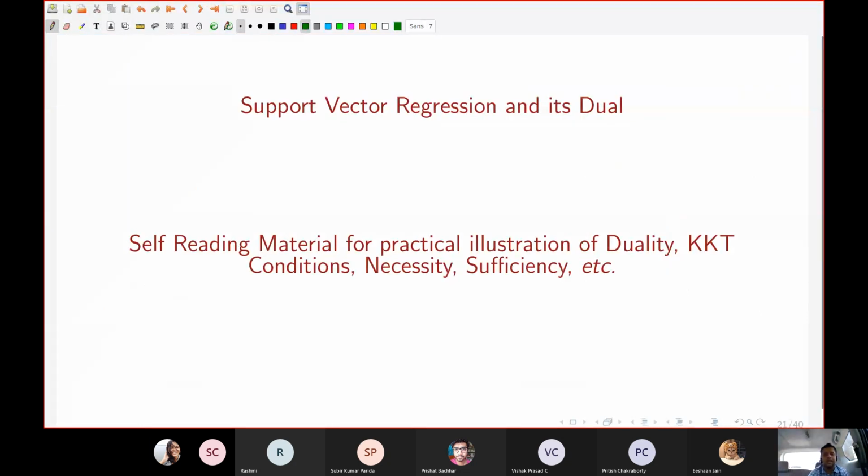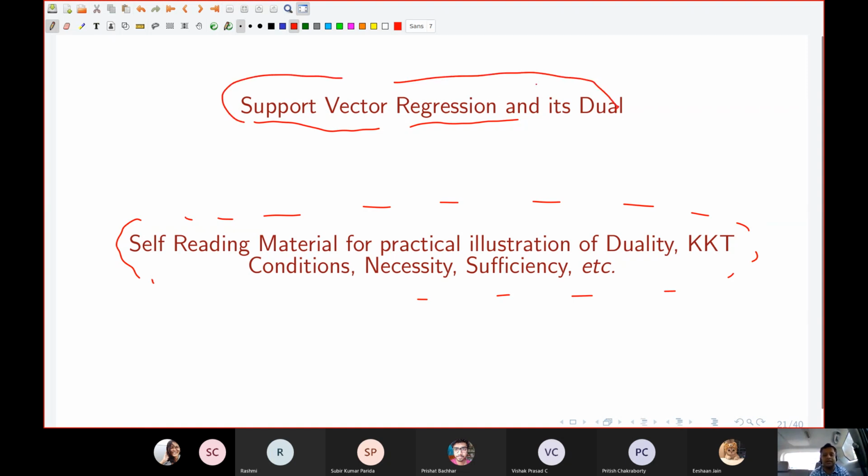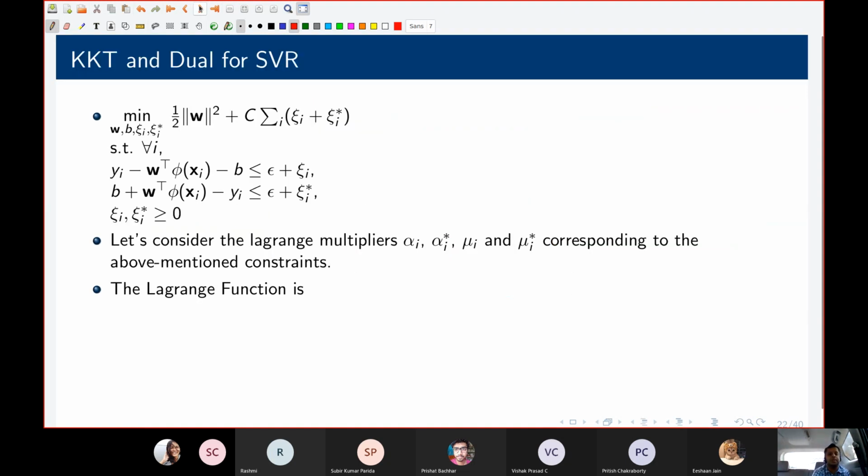What I've done as self-study material, which I'm not going to go over in detail at all. Let's take the example of support vector regression. Can you compute its dual? What does a dual look like? I've actually worked it out in detail because it's a practical machine learning application.